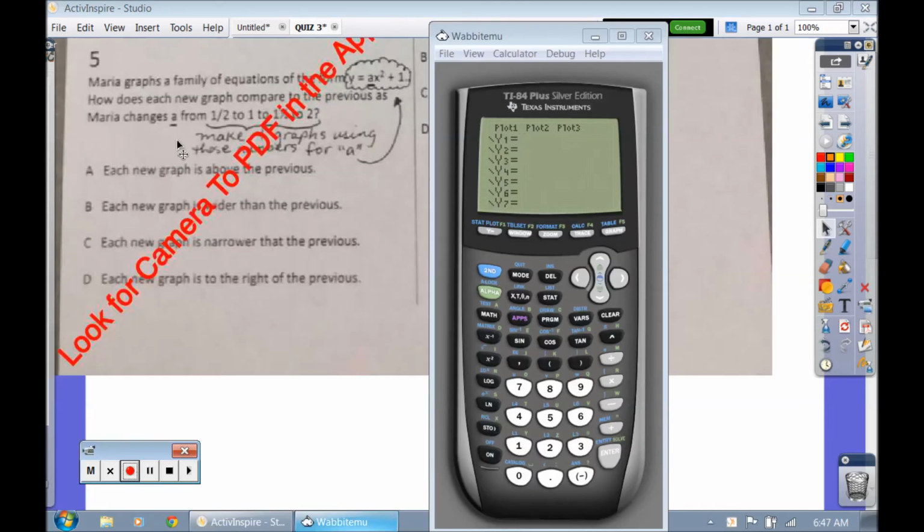Number 5. Maria graphs a family of equations. It's hard to see because I'm using that free app. They're replacing the letter A with 1/2, 1, 1.5, and 2. So we're going to just type in 4 equations, replacing the letter A in that equation, ax squared plus 1. So we'll replace it with 1/2, replace it with 1, and we're just typing it in the calculator here. Replace it with 1.5. We'll get there. Replace it with 2.